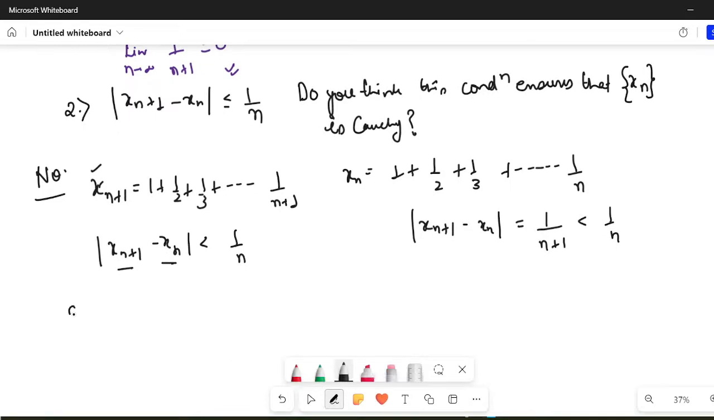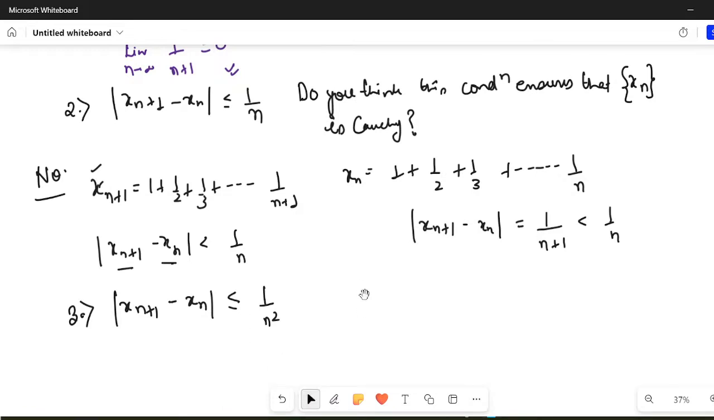Now, what do you think about this? If mod of xn plus 1 minus xn is less than or equal to 1 upon n square, do you think that this satisfies the condition for the Cauchy sequence?